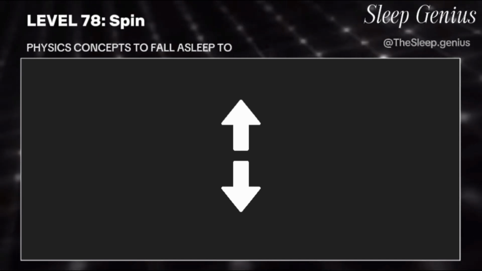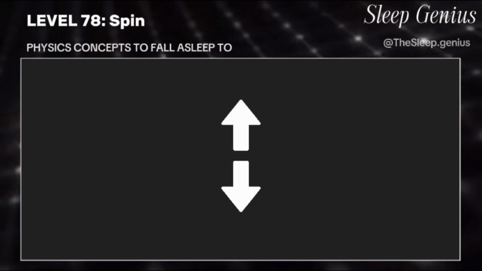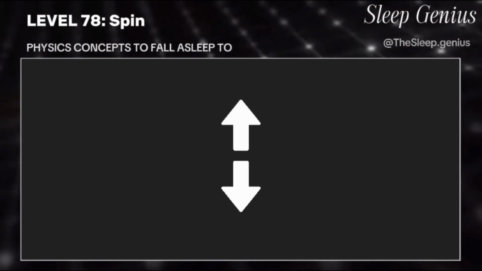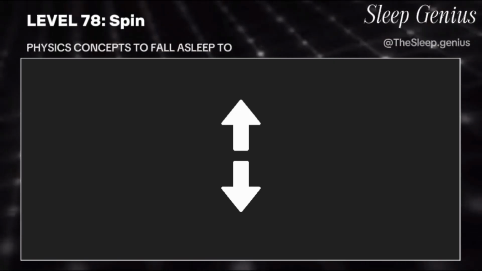Spin is essential in atomic and subatomic systems. It influences the structure of atoms, molecules, and materials. Spin also plays a role in technology like MRI machines and quantum computing.